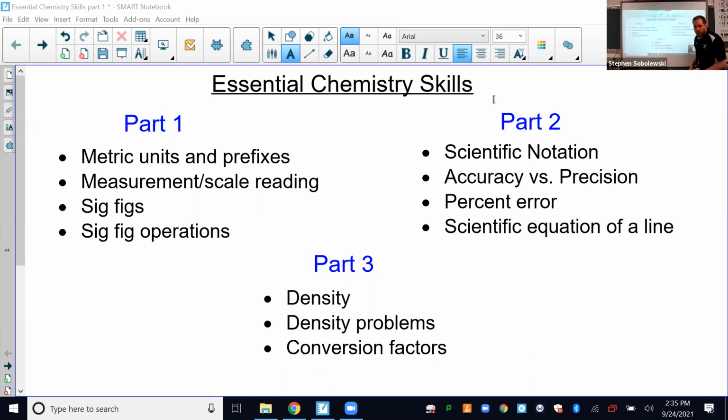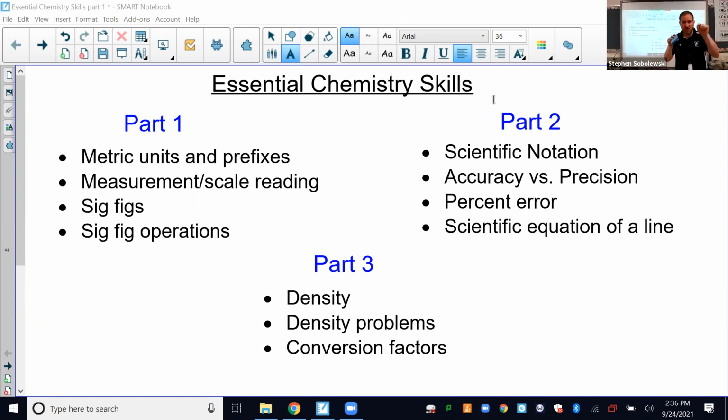I'm working on a three-part video series covering pretty much everything you need to know from Unit 1 in our World of Chemistry curriculum. This is part 1. We're going to talk metric units and prefixes, measurements or scale readings, sig figs, and sig fig operations. I plan on keeping a little topics list running in the top left.